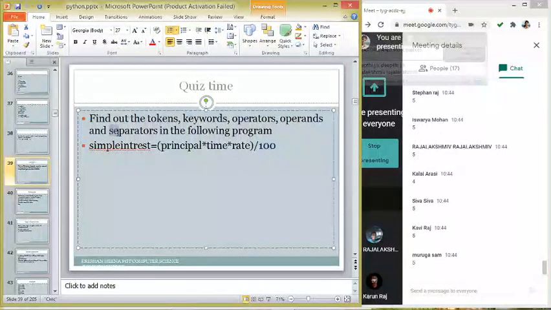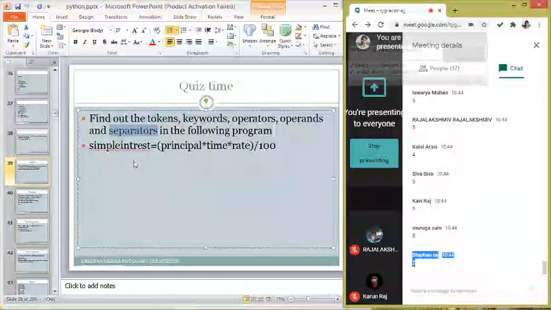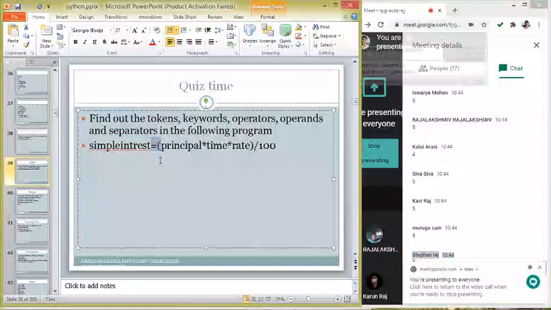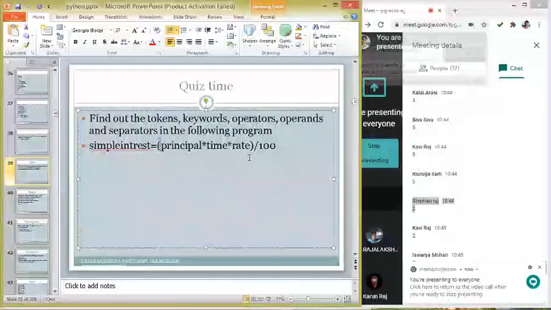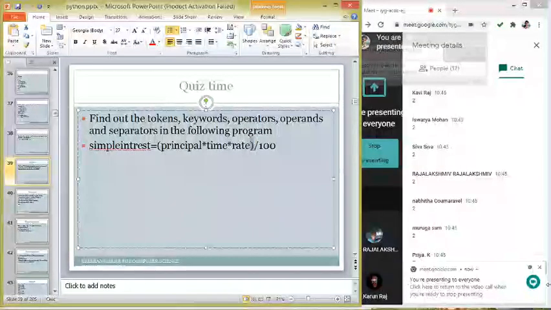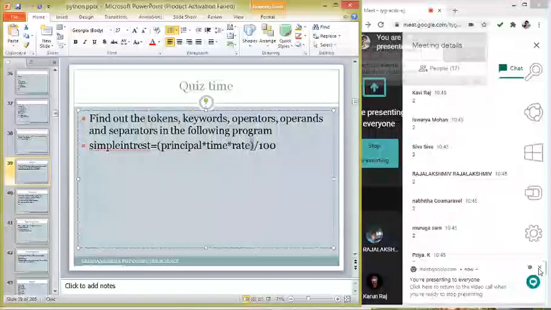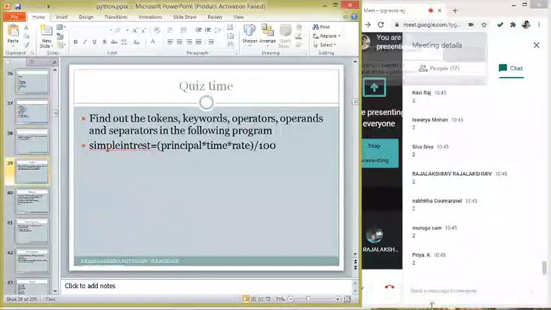Now, can you tell me how many separators are there in this program? Right, Stephen Raj has given the answer as 2. One is equal. Equal is a separator as well as an assignment operator, and the brackets are the second example of a separator. So finally, there are only 2 separators available. One is equal and another one is bracket. Good job by the student who has given the correct answer.